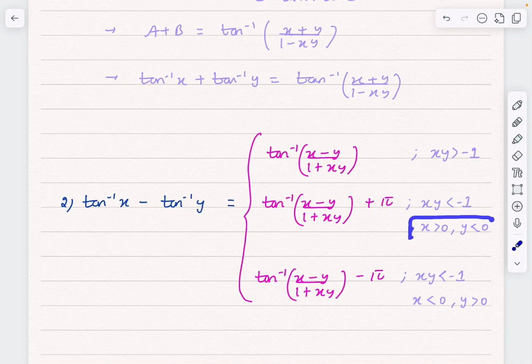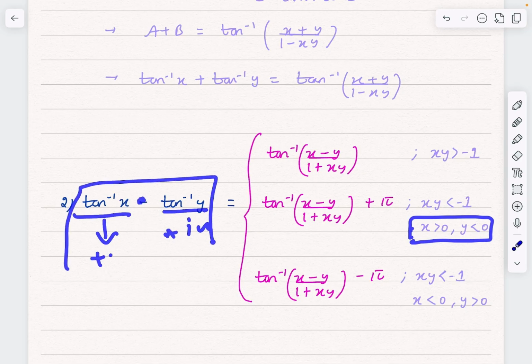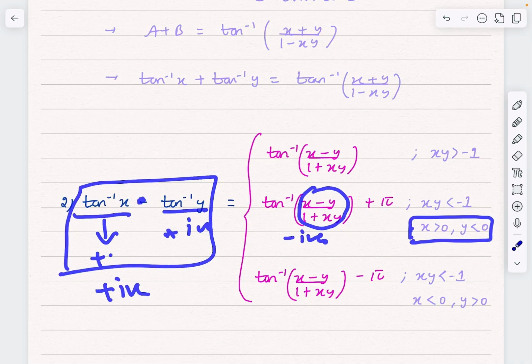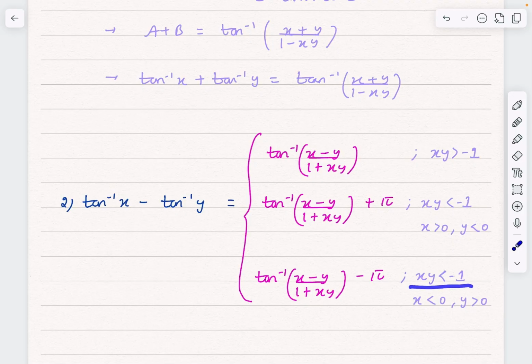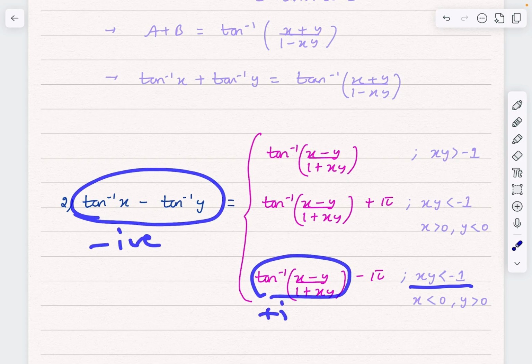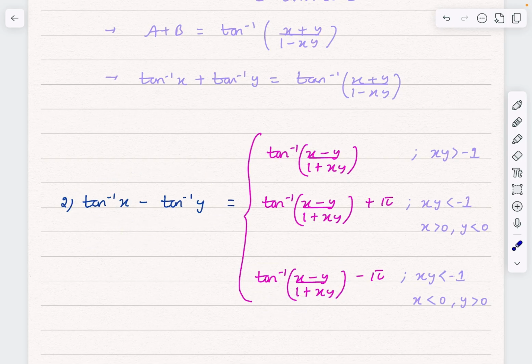First, we'll discuss this possibility when x is positive, y is negative. You see, when x is positive, this will be positive. This thing will be negative, but negative will make it positive also. So the left side will be positive, but this part when you see will come out to be negative. So left side positive, right side negative, we add pi. And similarly in the next case, left side will be negative, right side will be positive. So we'll subtract pi. I hope it makes sense, guys. These conditions you have to remember because questions will be asked based upon this.